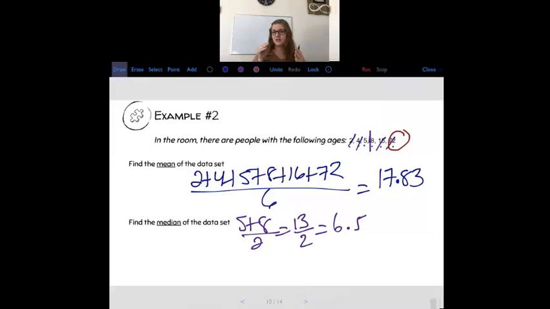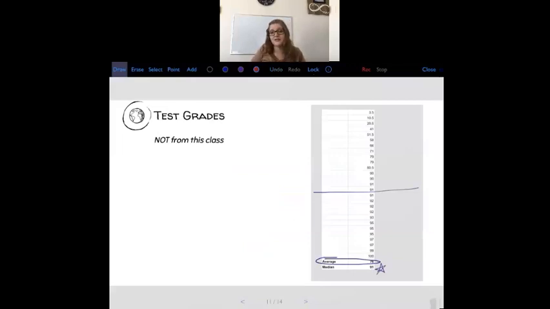However, the median is just the middle of the data set and it is not affected by outliers. So sometimes the median is a better number to use than the average, depending on what you're getting at. So I'll show you an example. I found this to be really interesting.